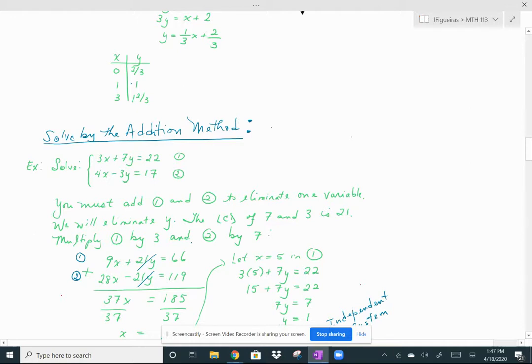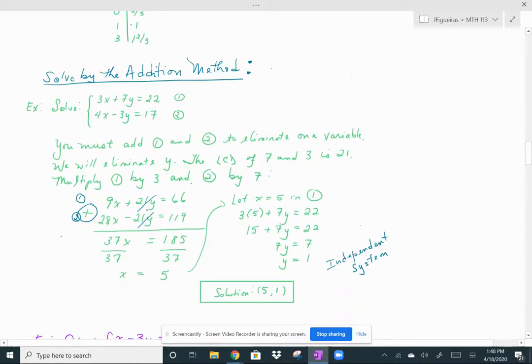So that's exactly what is being done here. My new equation 1, when you multiply it by 3, is 9x plus 21y equals 66. And my new equation 2, when you multiply it by 7, is 28x minus 21y equals 119. So now I'm ready to add the two equations. When you add equation 1 and 2, your x's become 37x. Your y's cancel out because I have 21y and negative 21y. And my constant on the right is 185.